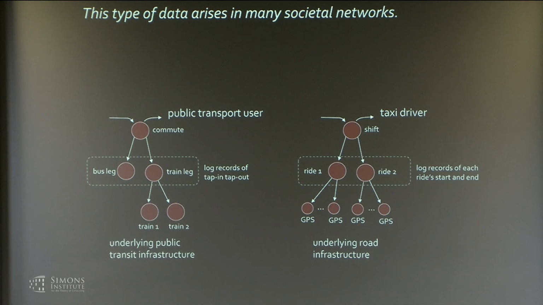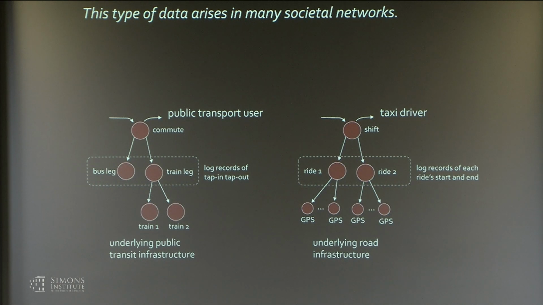Each taxi driver frequently has shifts. Each shift they'll do multiple rides, and each ride generates multiple GPS data points. So it seems to me this general picture of a fork and join style discrete structure occurs in so many places across societal networks.